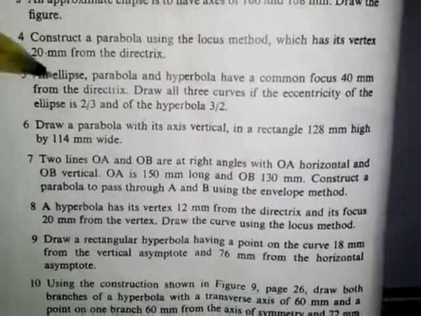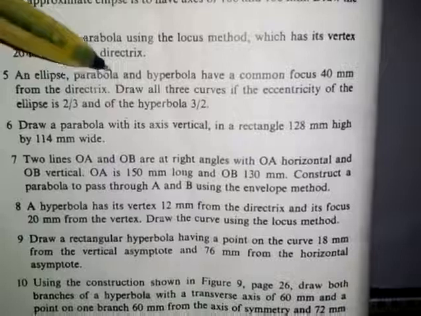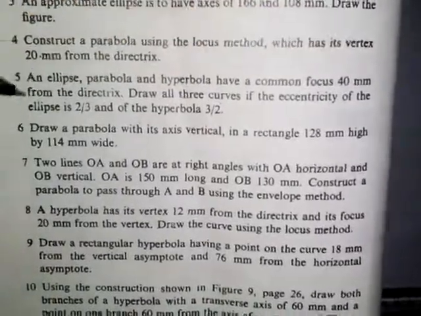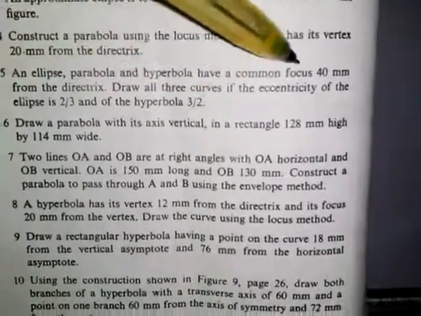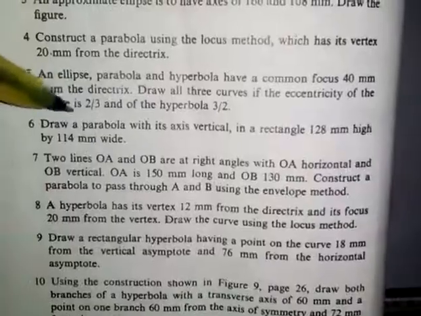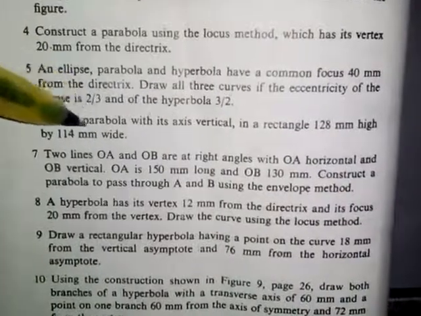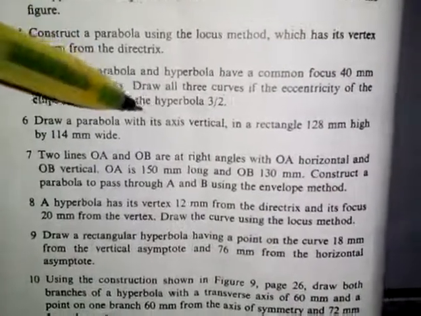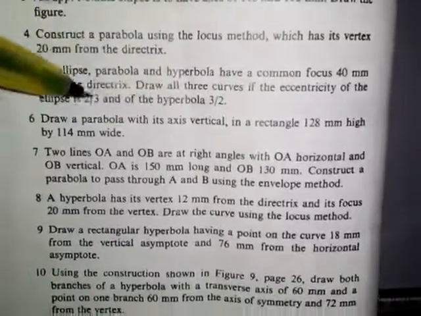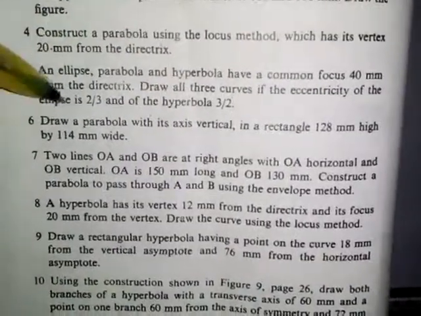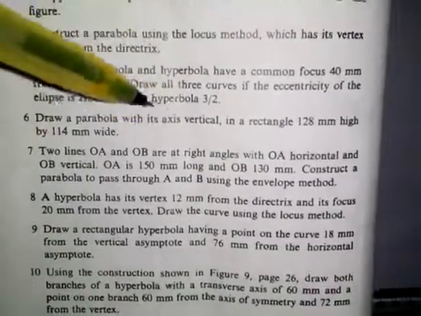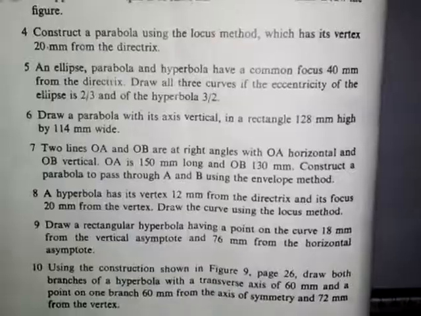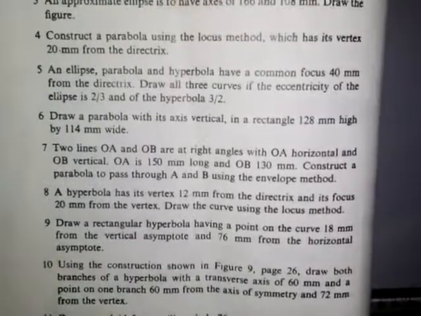Question 5 says that an ellipse, parabola, and hyperbola have a common focus 40 millimeters from the directrix. Draw all three curves if the eccentricity of the ellipse is 2/3 and of the hyperbola 3/2. So the eccentricity of the ellipse is 2/3 and that of the hyperbola is 3/2. So where is that of the parabola? I'm going to explain that right now.